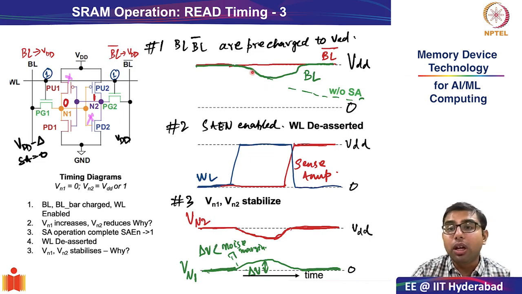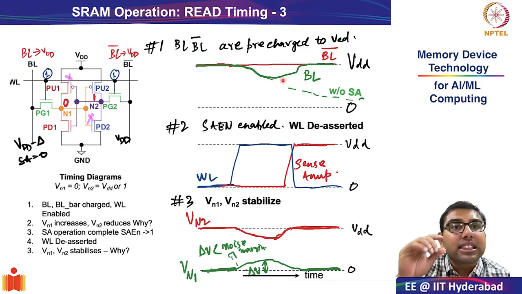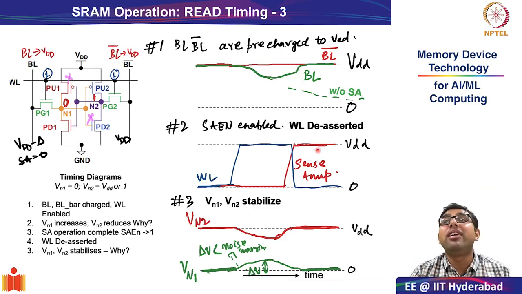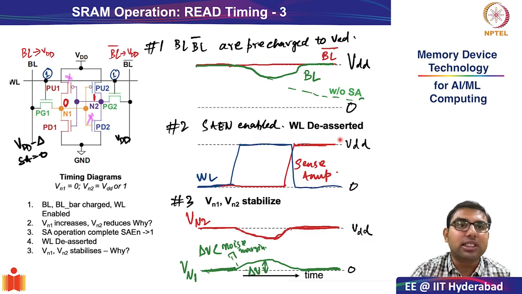However, by this time, the voltage drop across the bit line is significant for the sense amplifier to make a decision and say that this is quite a significant difference between bit line and bit line bar. As a result, the sense amplifier asserts its signal saying, I am done with my job, I am finished. The moment the sense amplifier asserts the sense amplifier enable signal, the word line is immediately deasserted. Why is the word line deasserted?